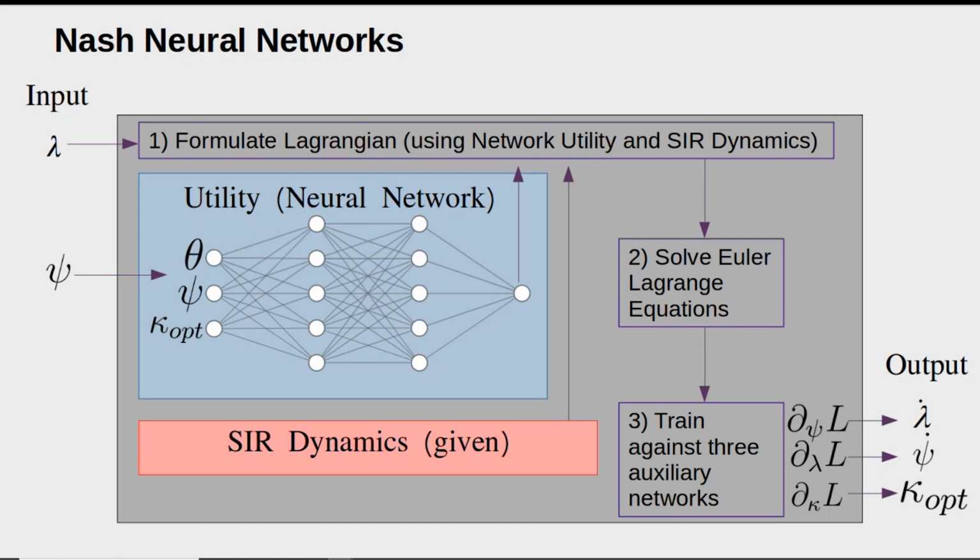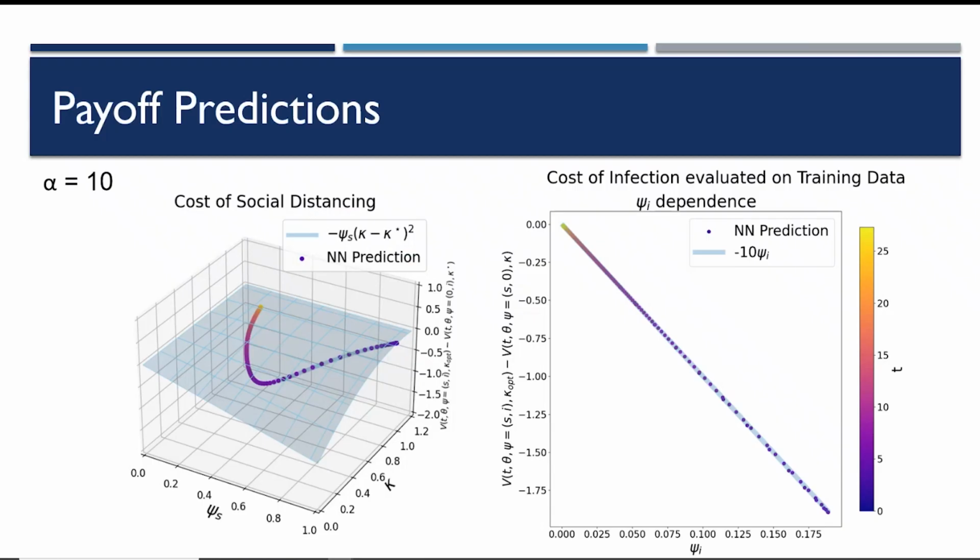So when we code all of this up, we get pretty good predictions for these outputs, but that's not what we're interested in. What we're interested in is how well we're able to predict the output of this utility here, which means I have the great joy of trying to represent a 5-dimensional function in 2D plots. The results I'm about to show you are for the alpha equals 10 case, cost of infection of 10.